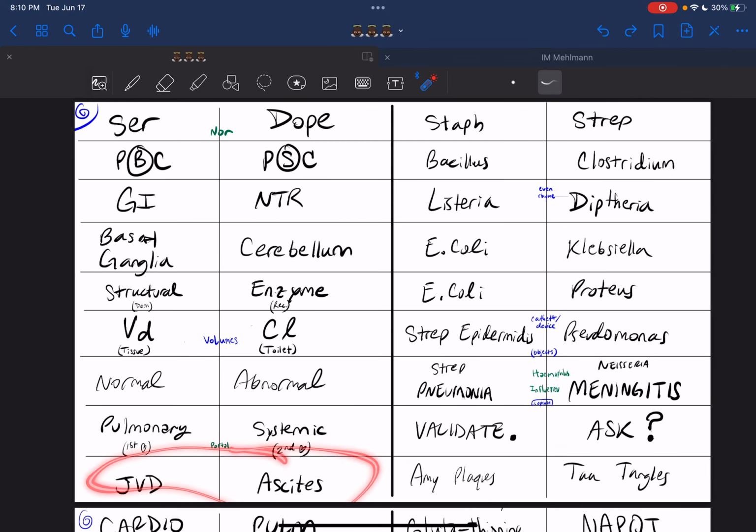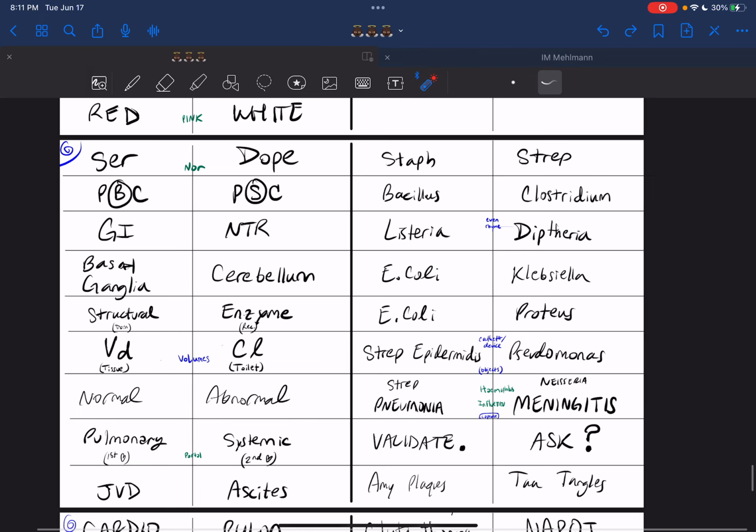JVD versus ascites. This is fluid backup in the thorax versus fluid backup in the abdomen. So this is a heart problem versus a liver or kidney problem. So it's up high versus down low.